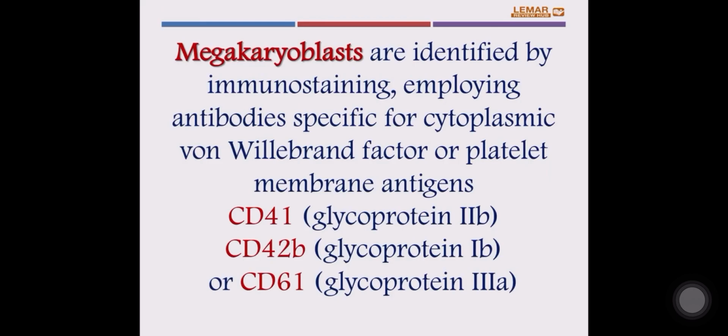Again, the megakaryoblasts are identified by immunostaining, employing antibodies specific for the von Willebrand factor and platelet antigen. Positive for CD41, which corresponds to glycoprotein 2B. Positive for CD42B, which corresponds to glycoprotein 1B. And CD61, which corresponds to glycoprotein 3A.